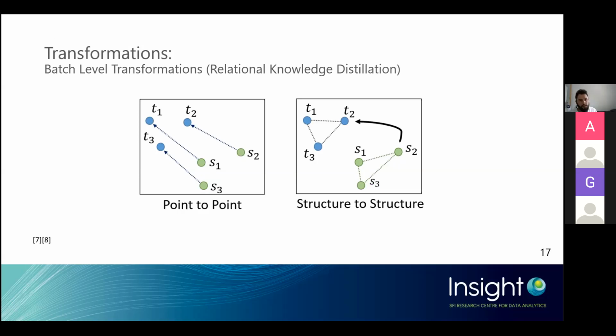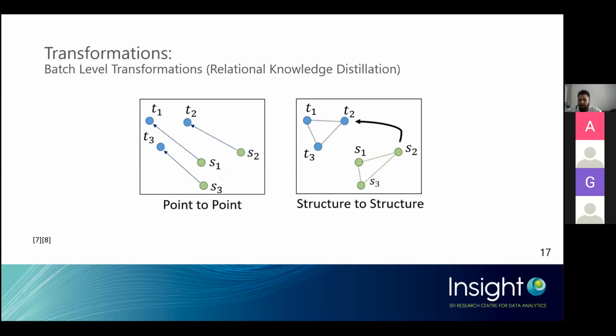Another transformation is the idea of batch-level transformations, also called relational knowledge distillation. The idea here is that rather than trying to match the representation of an individual data sample across your teacher and your student's network, you should transfer knowledge about the relationship samples have to each other in a batch.